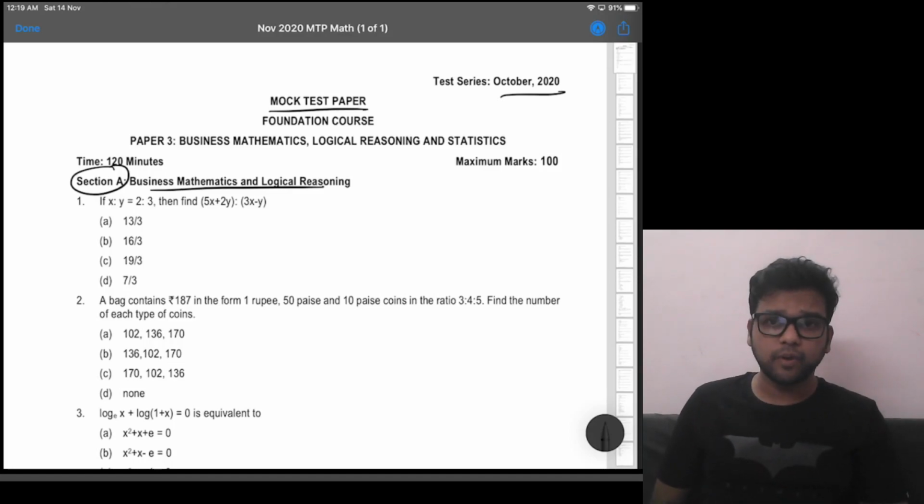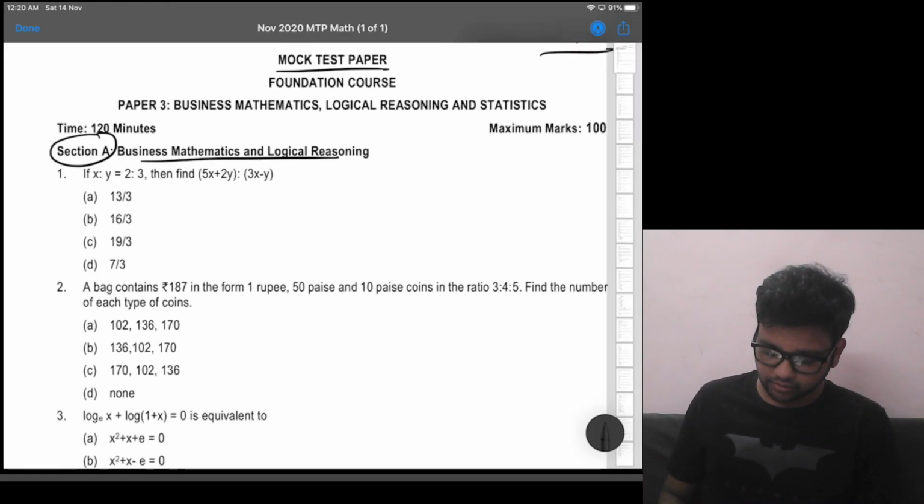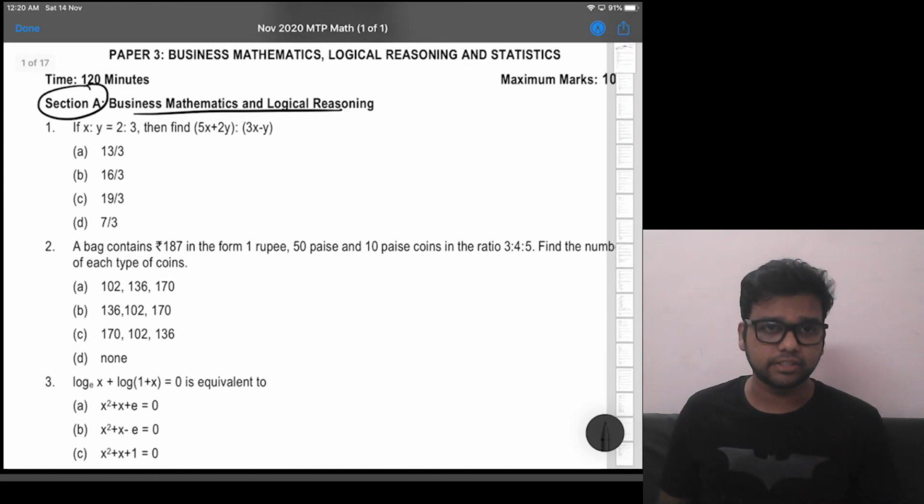But still it is very good for practice. Some questions are different than the ones we usually see. So let's start with the first question. Let's see how to solve the questions fast.